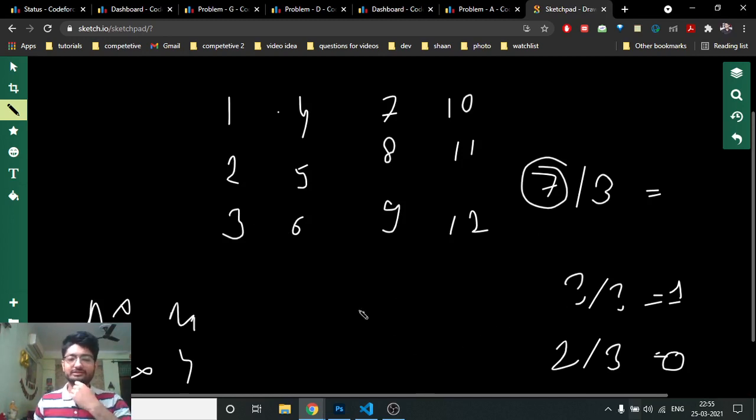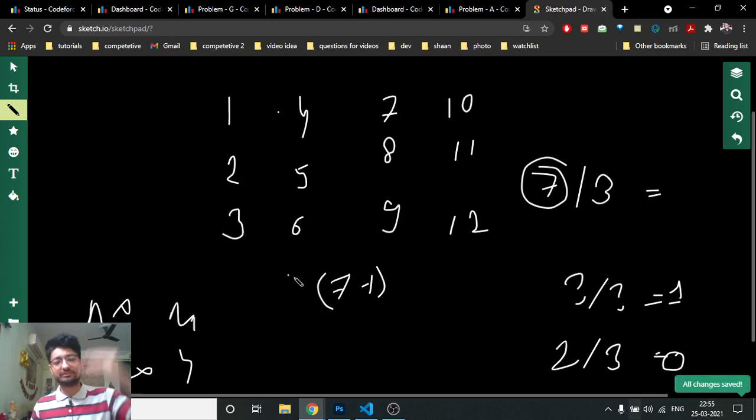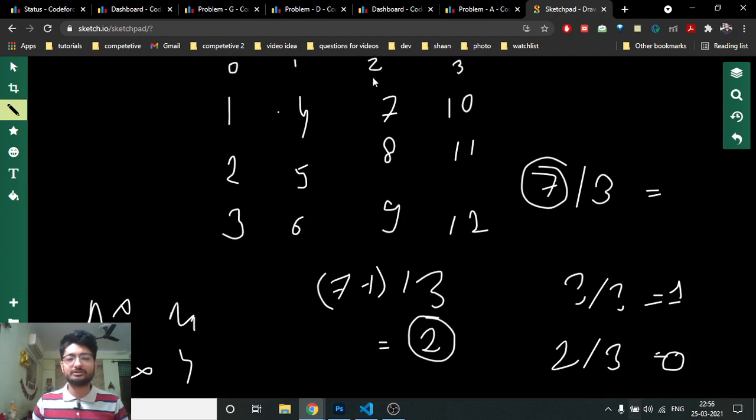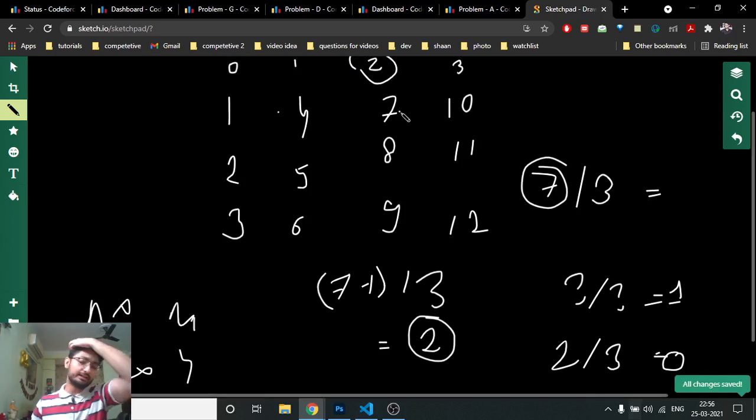So take the input, 7 to find the position for, and do 7 minus 1, which is 6. This way you don't have to shift the position by one. Then to find the column where 7 is present, 7 minus 1 divided by 3, that is 6 divided by 3, gives 2. 2 means the second column in 0-indexing: 0, 1, 2. As you can see, in this index position the 7 is present.